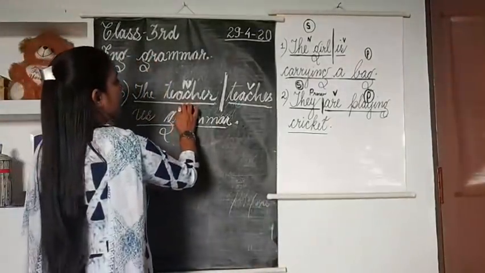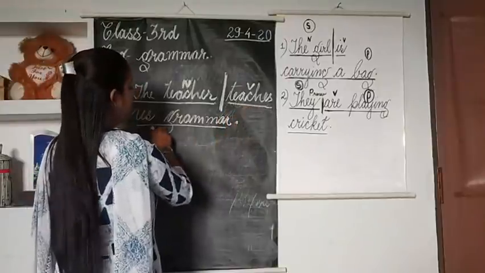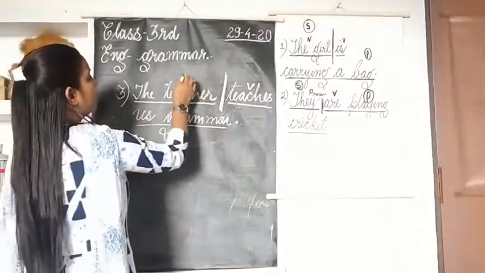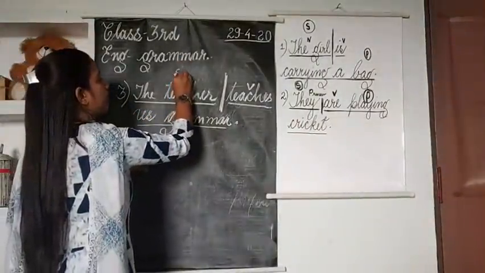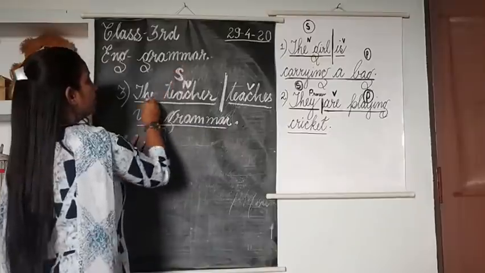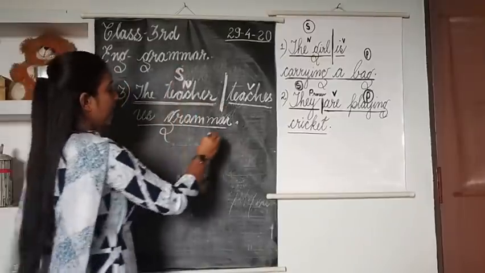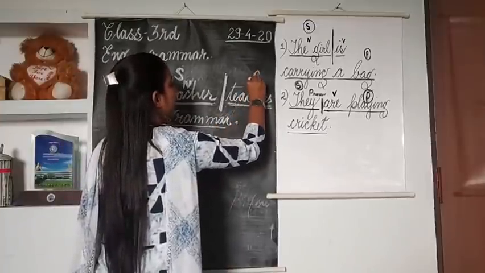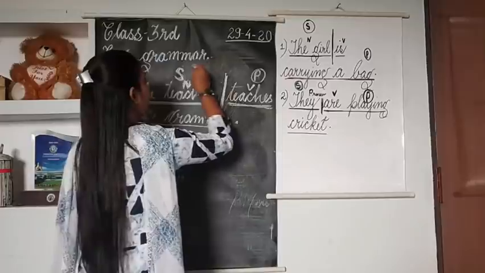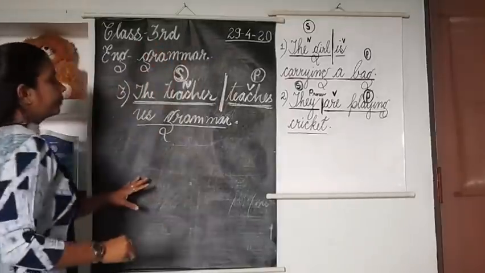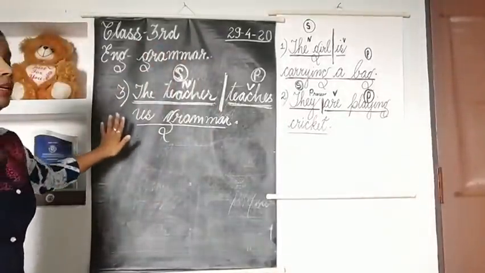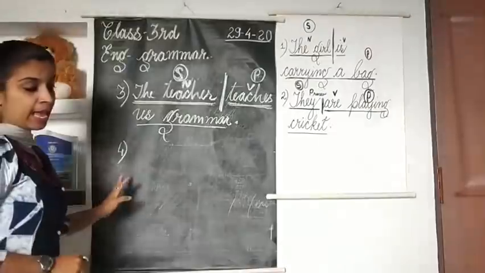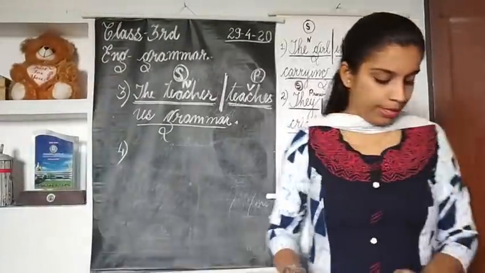So the teacher is a noun here, and teaches us grammar is the part describing the teacher. This is the naming part, this is the subject in this sentence. The teacher is the subject, and teaches us grammar is the predicate part in this sentence. Now I hope this example is also clear to you all. We will see one more example, and this is the important one.